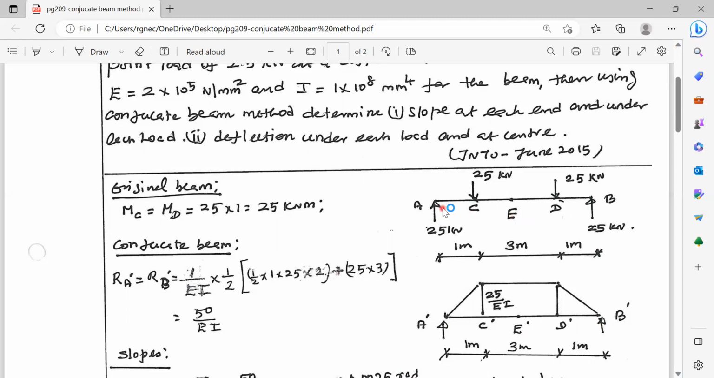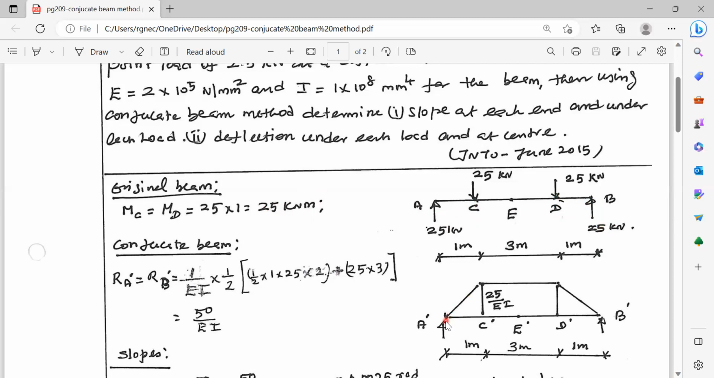Bending moment diagram in the given beam, multiplied by 1 by EI, will become the loading diagram for the conjugate beam. Now, here, what is the bending moment at A? It is equal to 0 because the arm distance is equal to 0. And it varies linearly from point A to C. It is 25 into 1, that is the bending moment at point C. Similarly, bending moment at point B is 0, and it varies linearly from B to D, and at D, the bending moment is 25 kilonewton meter.